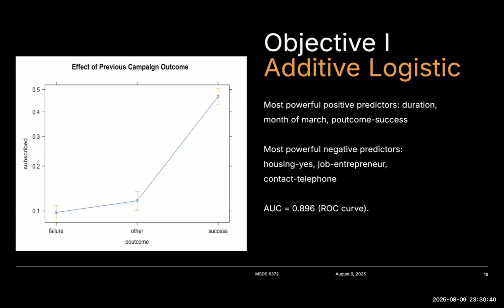Overall, though, we noticed that this model has clear and actionable insights. Longer and more engaged conversations are really crucial. The previous success strongly predicts future success, and customers with existing financial obligations, like housing loans, are less likely to subscribe.